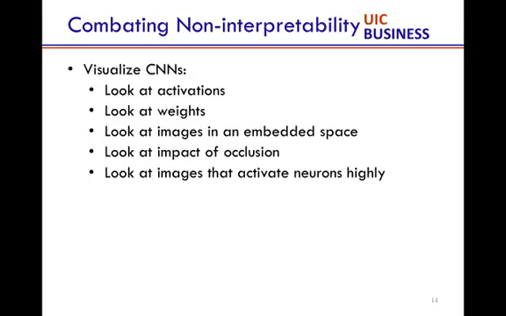Last time we were trying to understand what's happening in the layers of the CNN. We tried to look at activations and weights, which is also what they plot in the demo. We also tried to look at images in an embedded space. If you remember, we were taking the activations of every image at almost the last layer, and it was a high dimensional vector for every image.